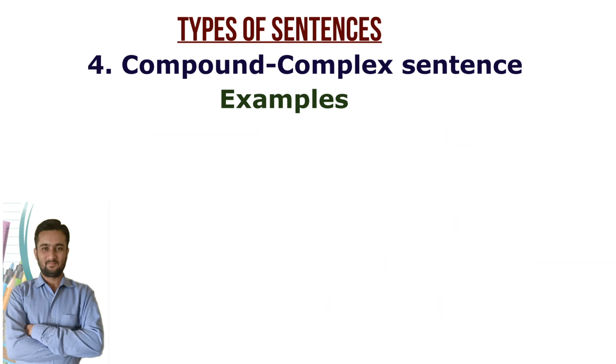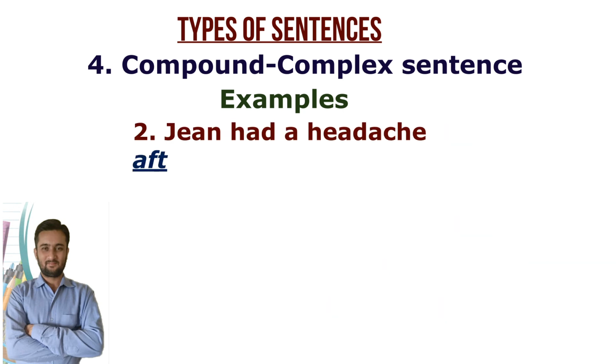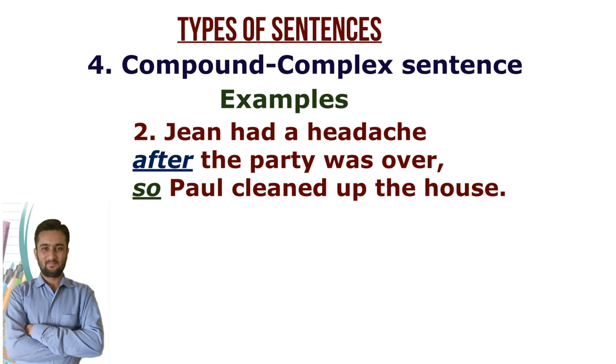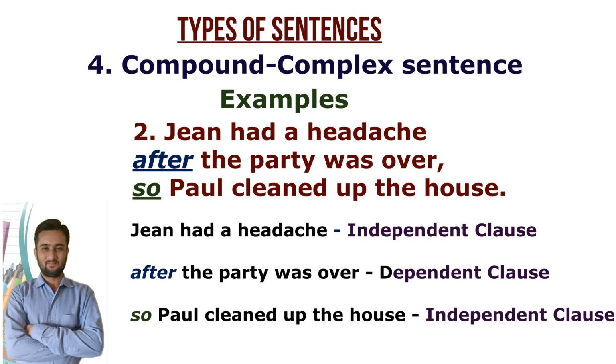Second example is, Jean had a headache after the party was over, so Paul cleaned up the house. In this example, there are three sentences. First one, Jean had a headache. Second one is, the party was over. And third one is, Paul cleaned up the house. So first part is a simple sentence, independent clause. Second one is the party was over and it starts with the subordinating conjunction word after. So this part is called dependent part.